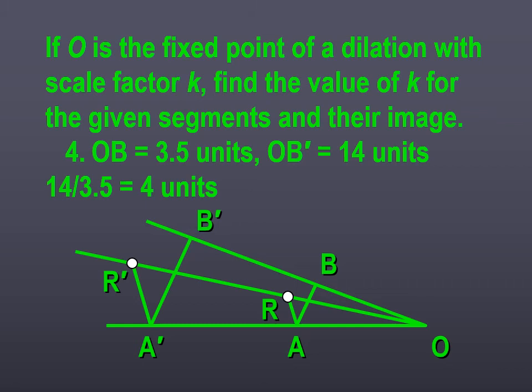Okay, so for this one, we have a distance of OB, this distance here, of 3.5, and O to B prime is 14, which means our scale factor is 4. And remember, if our K is bigger than 1, it's an enlargement, which makes sense because this became larger when it came over here.